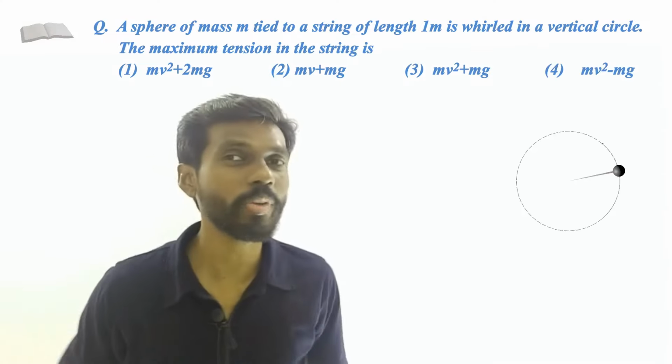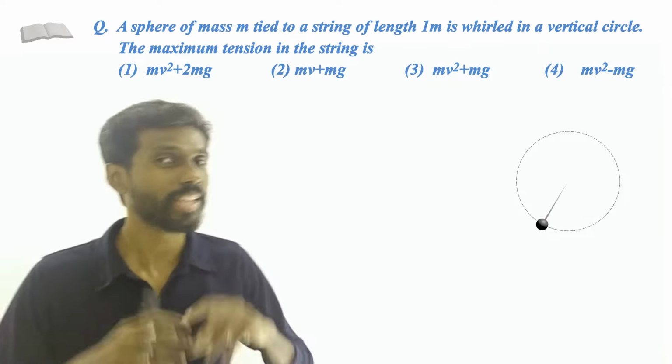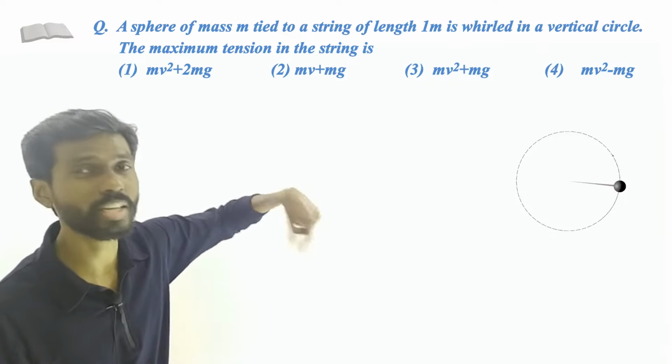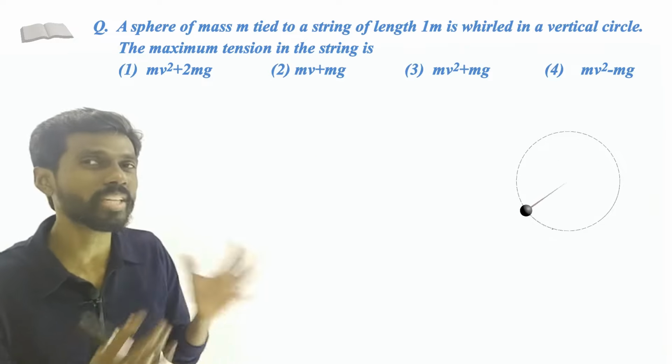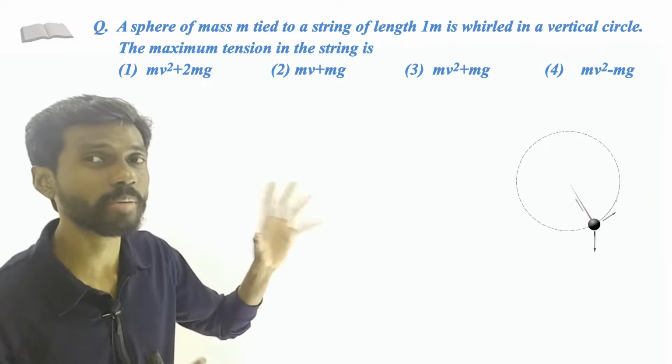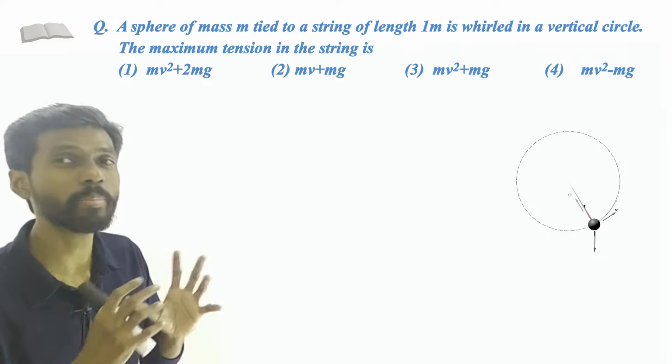This time the sphere is moving in a vertical circle. So that means we have to consider the gravitational force also. In the last case, that was a horizontal circle. Gravitational force is perpendicular to that tension force, right? So we didn't consider the gravitational force for the centripetal force. But here, the gravitational force also will contribute to the centripetal force.